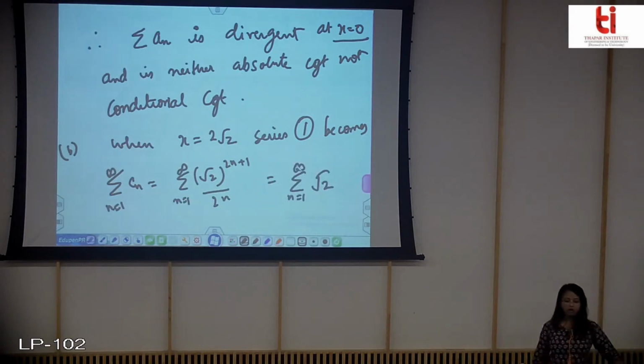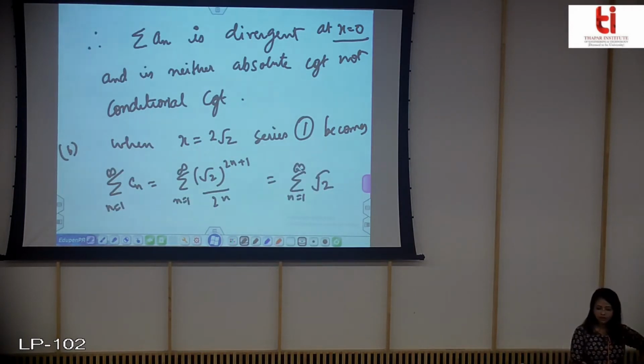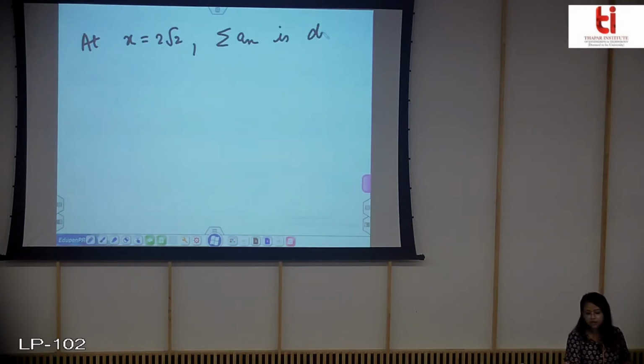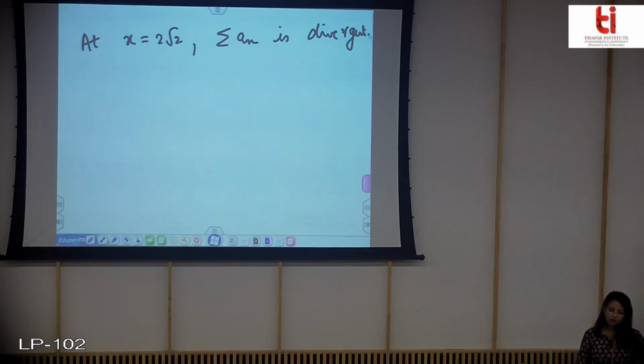Now you already know that this is a divergent series, which is already shown because the nth term does not go to 0, and therefore it is divergent. You have already shown this. So what did you find? That at x is equal to 2 root 2, summation of an is divergent, and it is neither conditional nor absolute convergent. So what is the summary?